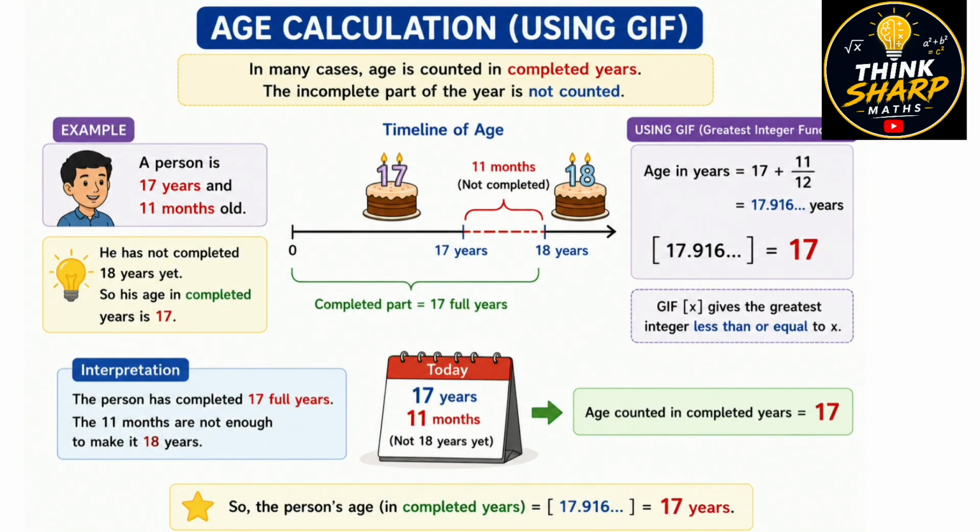One more example we can take from age calculation. In many cases, age is counted in complete years. The incomplete part of the year is not counted. For example, a person has completed 17 years and 11 months. So he has not completed 18 years yet. So his age in complete years is 17. So here again we are using the GIF concept. We consider 17 as the full age, and the 11 months is not completed, meaning the 18th year is not completed yet. So we will not count it. 17 we will count. In some legal cases, they count a person's age like this and say he is 17 years old till now.